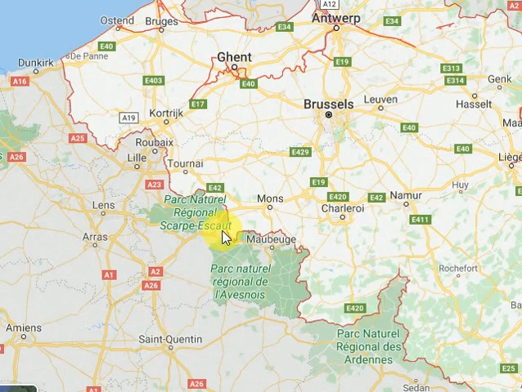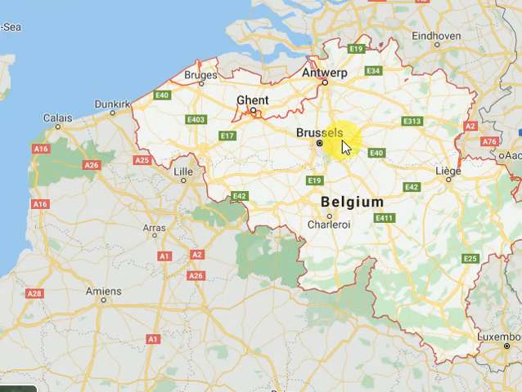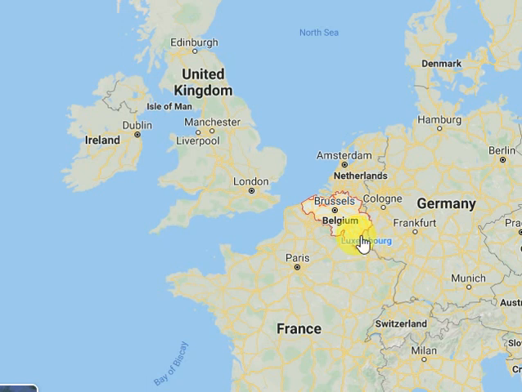So here is your Brussels, the capital of Belgium. Again you can see that on one side it has a coastal area on the northwest part. In the eastern part you have Germany, Switzerland, and France, and in the northwest you have the United Kingdom. So it is a country which is landlocked on three sides, and they have a long stretch of coastal area also.